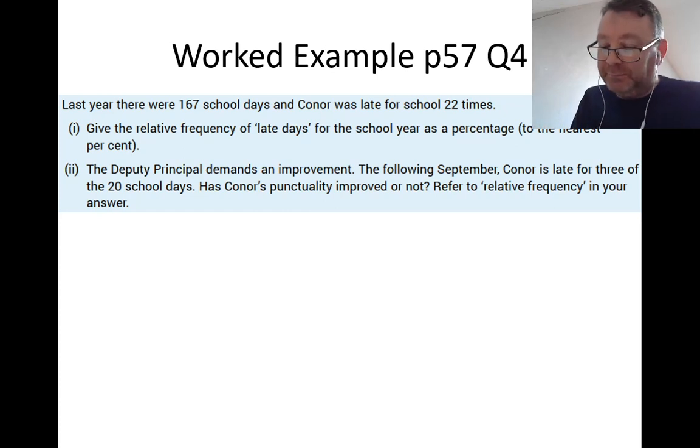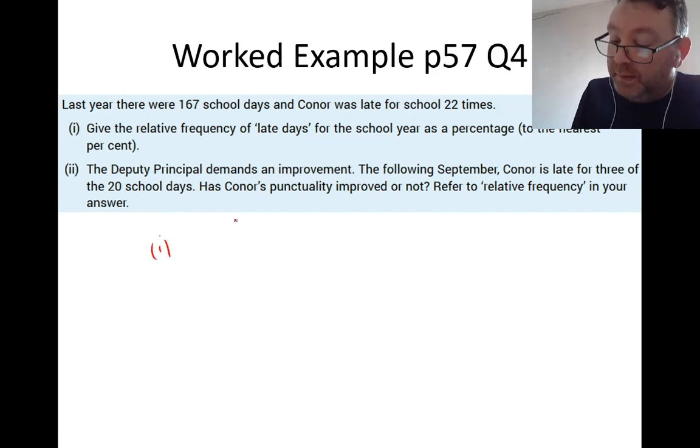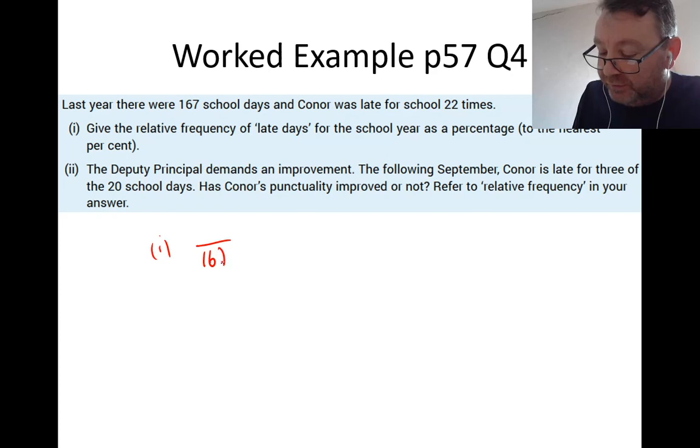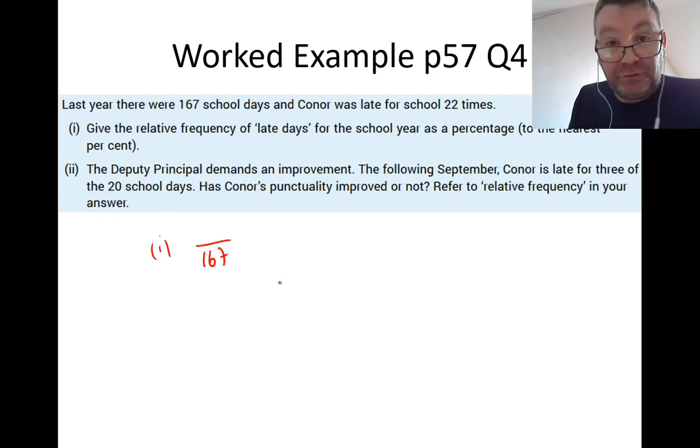So just to take an example. Last year, there were 167 school days and Connor was late for school 22 times. Give the relative frequency of late days for the school year as a percentage to the nearest percent. Now, part 1. How many school days altogether? Total number of school days, 167.